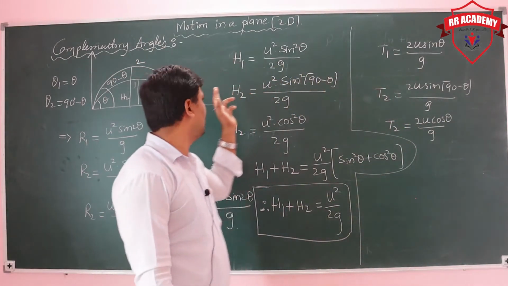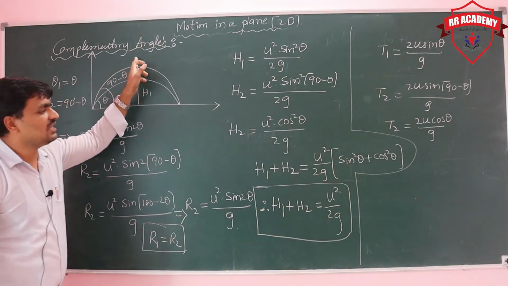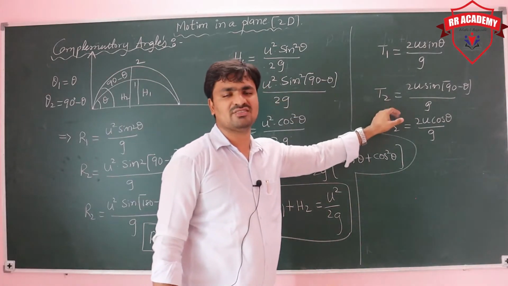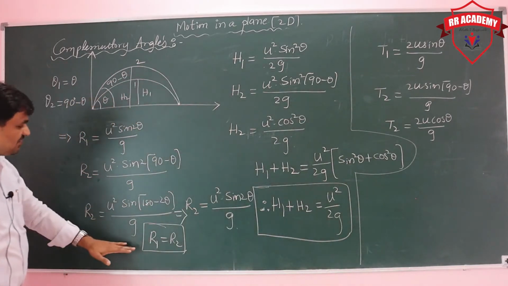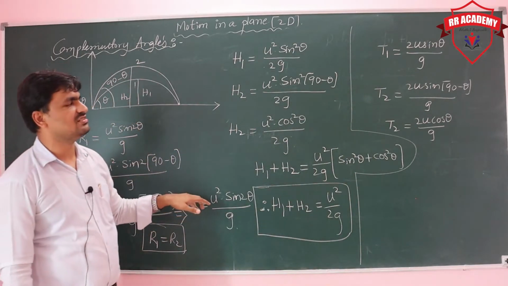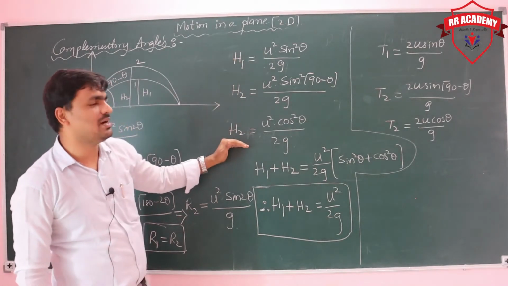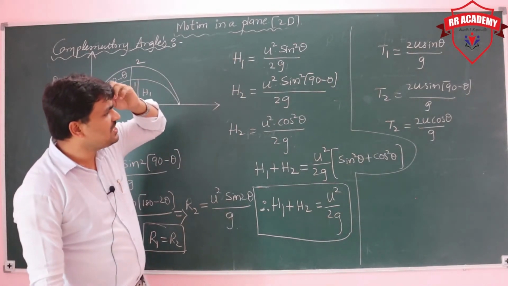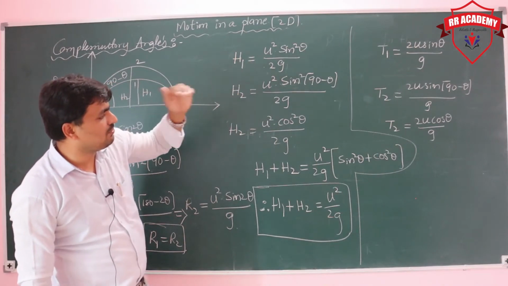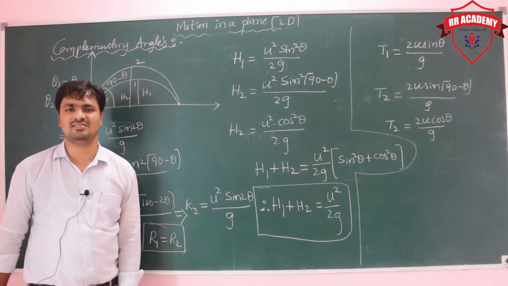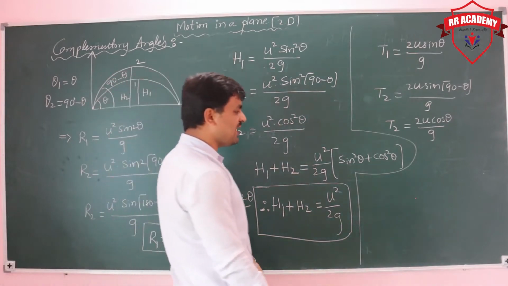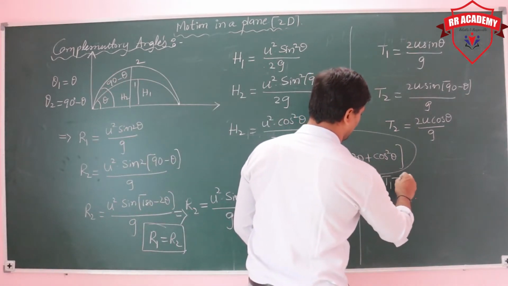T1 is the time of flight of the first projectile, T2 the time of flight of the second projectile, R1 the range of the first projectile, R2 the range of the second projectile, H1 the maximum height of the first projectile, H2 the maximum height of the second projectile. Now, is there any relation we can get from T1, T2 to R? Let's multiply T1 and T2.